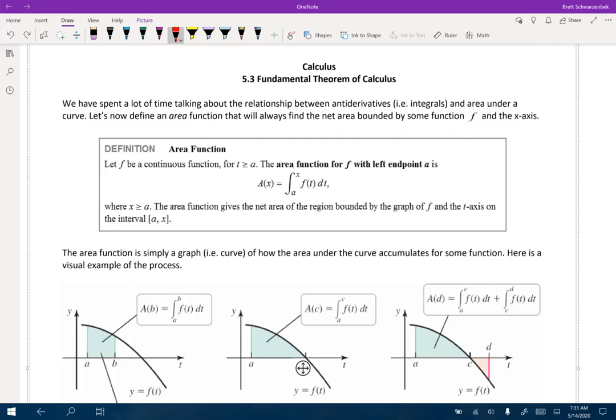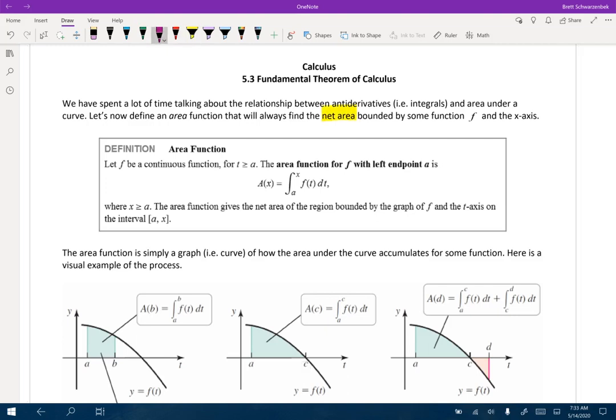This is the 5-3 notes for Calculus 1. This is the section when we start to progress towards being able to find the result of a definite integral. More specifically, how to find the exact area under a curve. And by area, I mean net area.